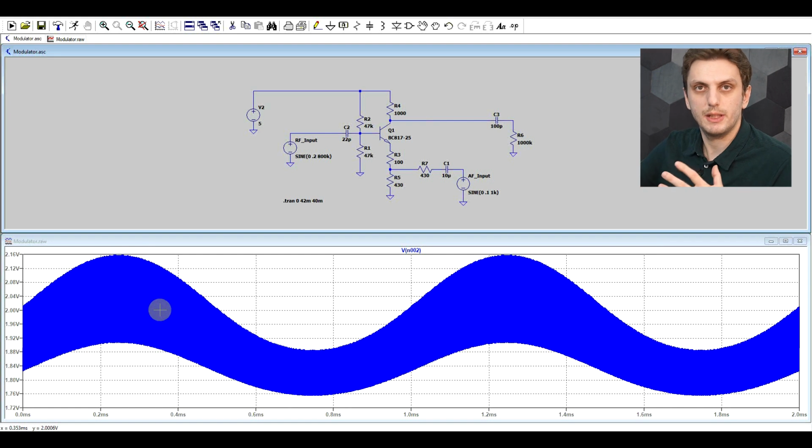Now, it's not a perfect amplitude modulator. You can build that with more complicated circuitry, but this is enough to show the principle. So, not much to do. Let's try to build this thing.